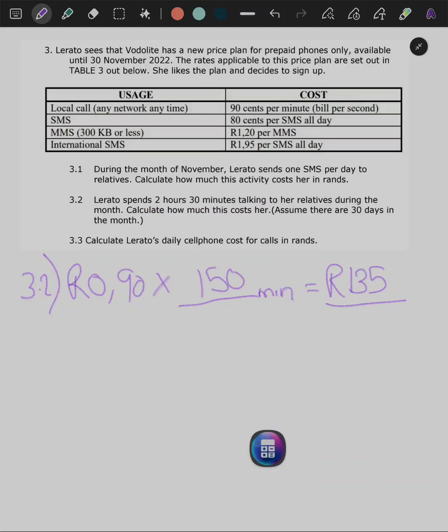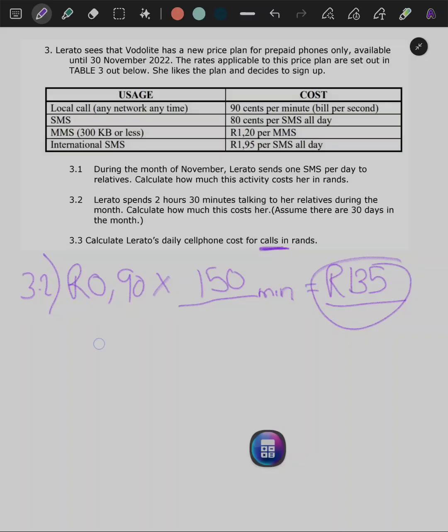Now I'm being asked here to calculate her daily cell phone costs for calls in rands. It's important to notice that they're saying for calls, so I'm not worrying about 3.1, but I am worrying about 3.2, because that was all about the calls. And we want to know the daily cost. So this is a cost for the month, but how much is it for each day?